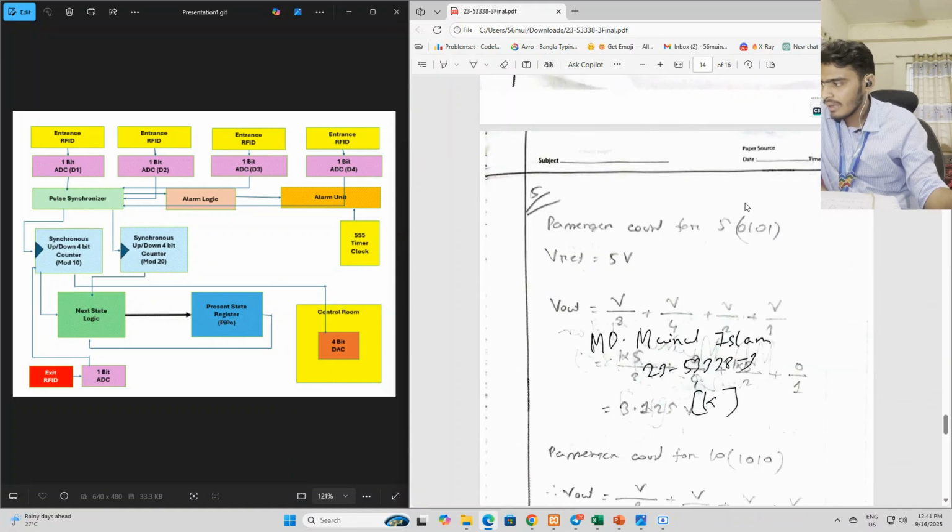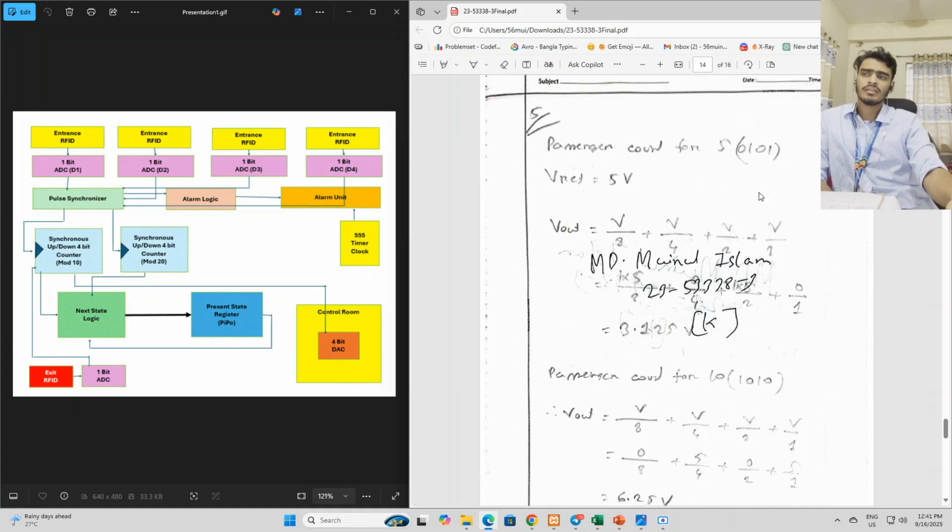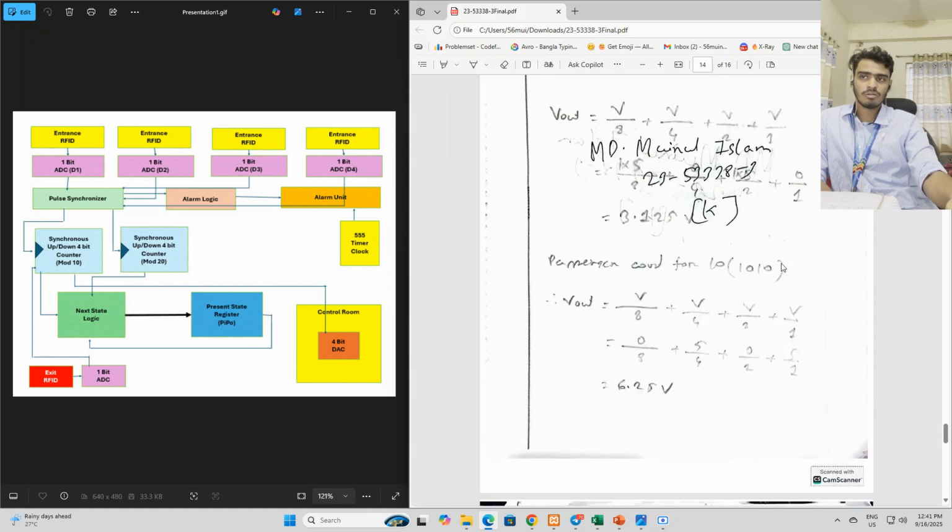And at the 5th point, we have been asked to show how the DAC output voltage represents the passenger count for 5 and 10 passengers. We were asked to assume a 4-bit DAC and a V reference of 5 volts. With a 4-bit DAC, the V out equation goes like that, and we get 3.125 volts for the passenger count 5, and for the passenger count 10 we get 6.25 volts output from this digital to analog converter, and the V reference is 5 volts.